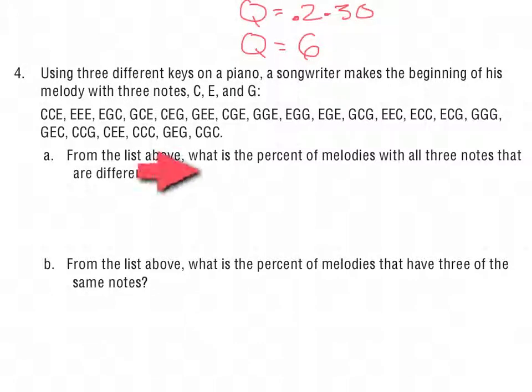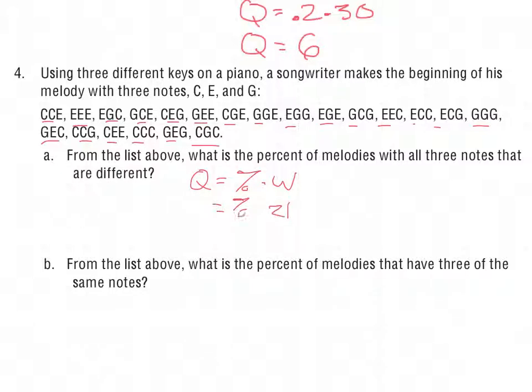Alright, so looking at this, Q is equal to percent times whole. And we're looking at the whole number. I can count 1, 2, 3, 4, 5, 6, 7, 8, 9, 10, 11, 12, 13, 14, 15, 16, 17, 18, 19, 20, 21. Alright, so looking at this list, there are 21 possible combinations, and I want to know what quantity of them have all 3 notes different.